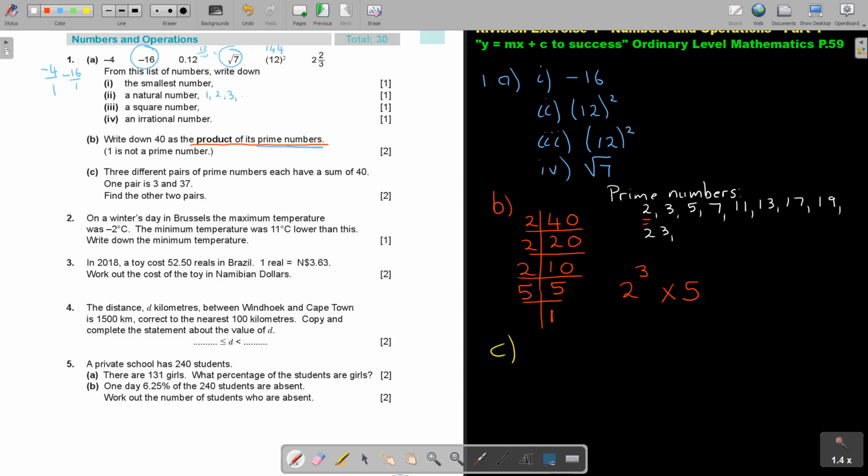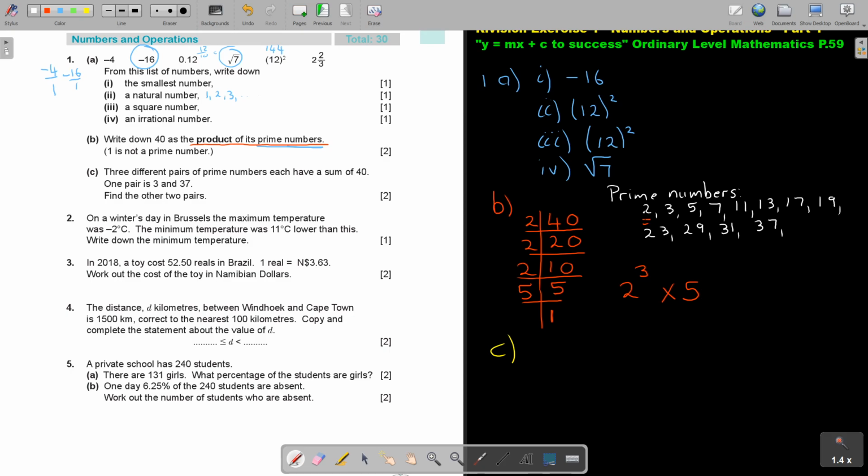24, 25 not, 26, 27 not, because 3 can go in, 29, 30 not, 31. Okay, I think up to here we are almost safe. 31. Let's just quickly see. I think yes. 31, 32 is not, 33 not, 34 not, 35 not, 36 not, 37. Also not 38, 39, 40. Okay, so first write it out.